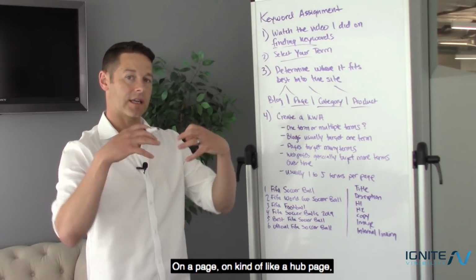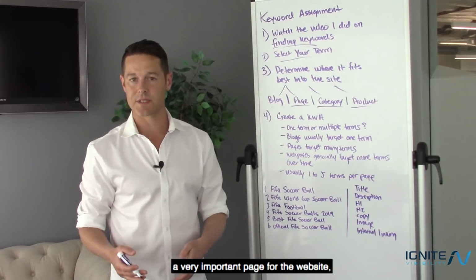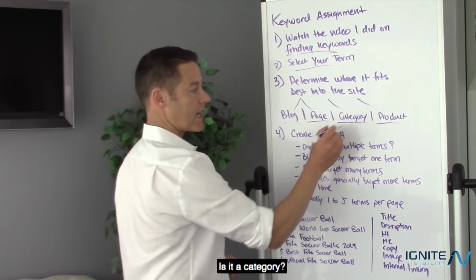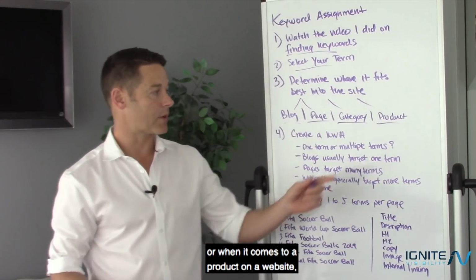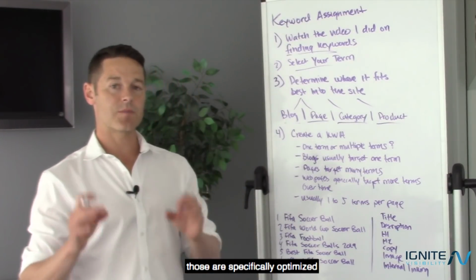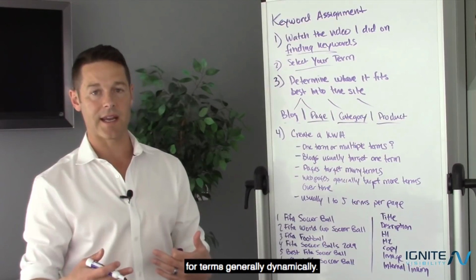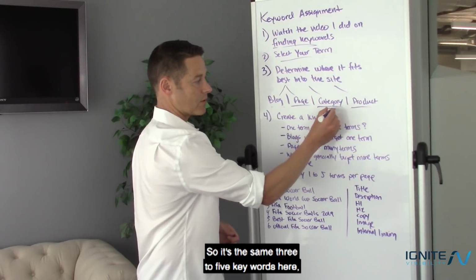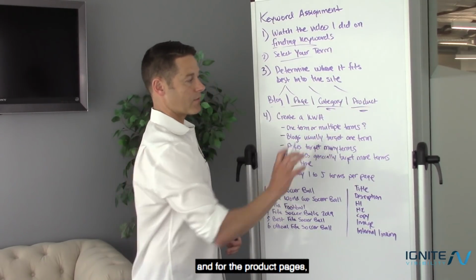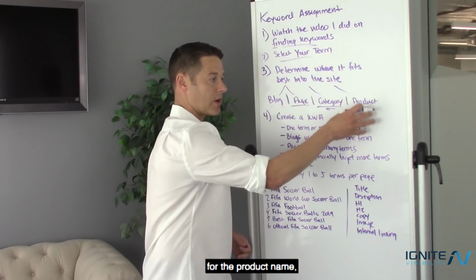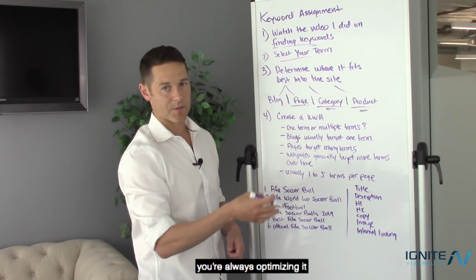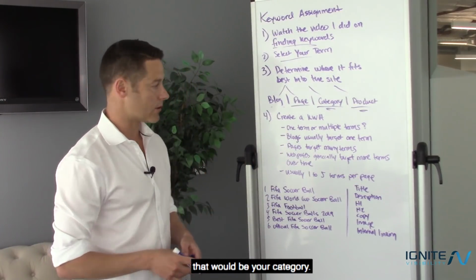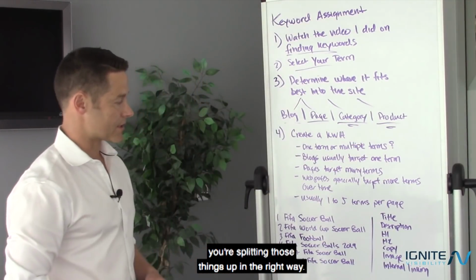On a page, on kind of like a hub page, a very important page for the website, in most cases, that's gonna rank for multiple terms, and I'm gonna come back to that. Is it a category? When it comes to a category, or when it comes to a product on a website, those are specifically optimized for terms generally dynamically, meaning that they're following the same type of template every single time. So it's the same 3 to 5 keywords here, 3 to 5 keywords here. And for the product pages, you're always optimizing them for the product name. And for the category page, you're always optimizing it for whatever the category is. So if it's motocross boots, for example, that would be your category. And so you always want to make sure that you're splitting those things up in the right way.